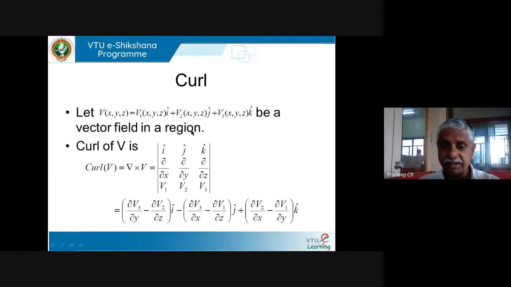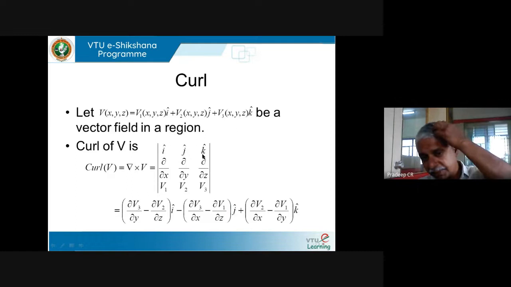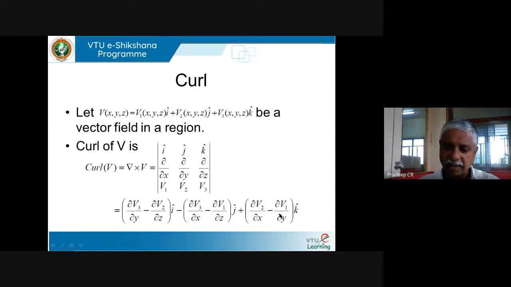So now this is a determinant which is begging to be evaluated. That means I cap into the remaining determinant, that is del V3 by del y minus del V2 by del z, I cap. Similarly, minus J cap into del V3 by del x minus del V1 by del z, I have written here, J cap, plus K cap into del V2 by del x minus del V1 by del y. I have written it here.